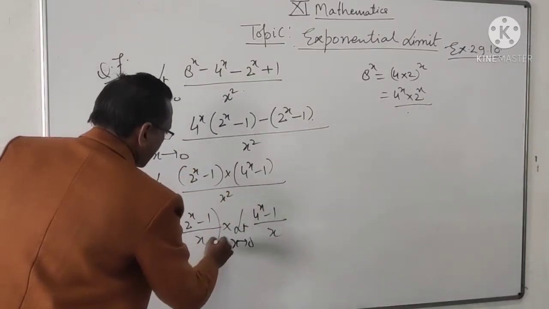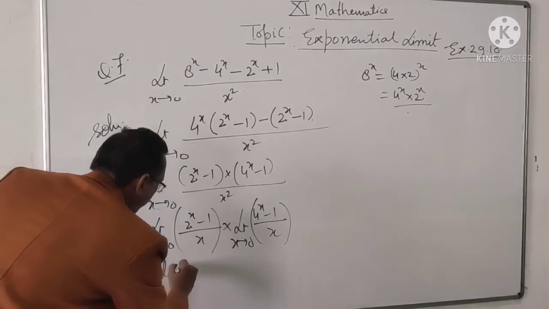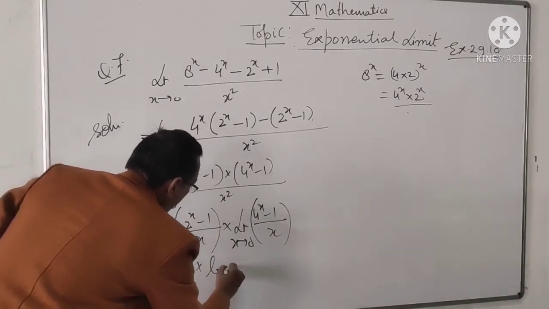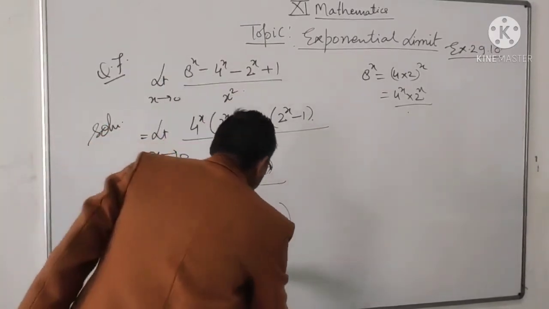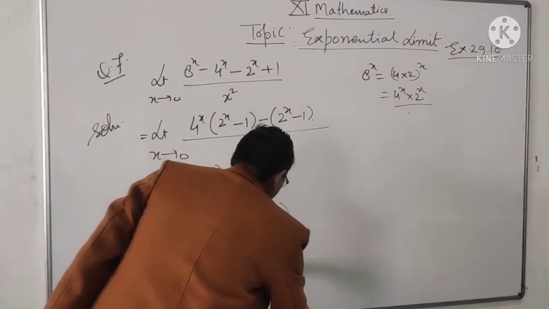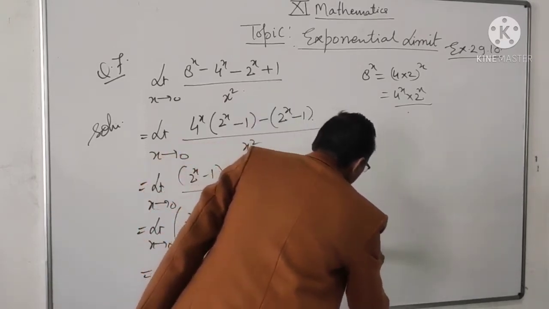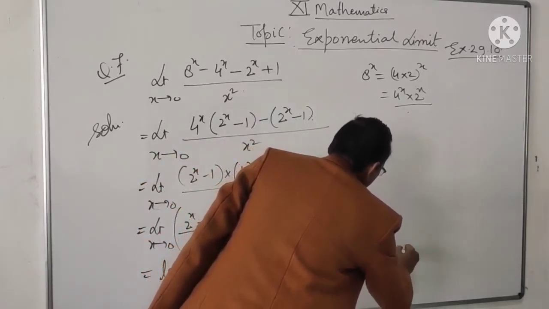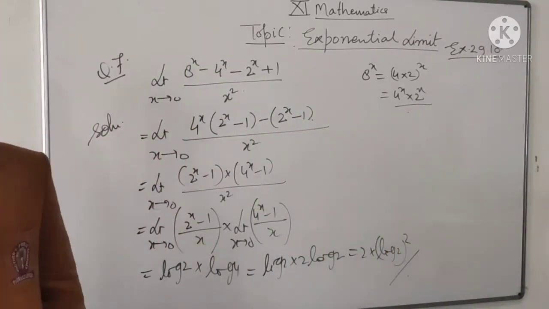This is again a standard limit. Its result is log 2 into log 4. 4 can be written as 2, so log 4 is 2 log 2. So it is log 2 into 2 log 2, or we can say it is 2 into log 2 whole square. So the answer is 2 log 2 whole square.